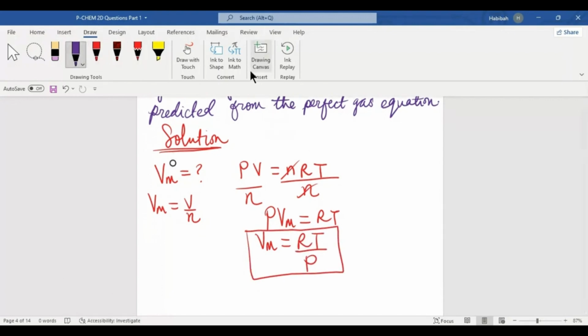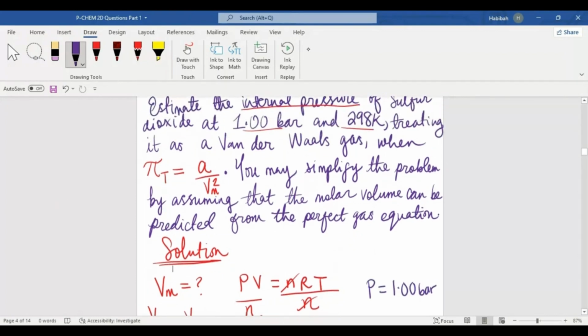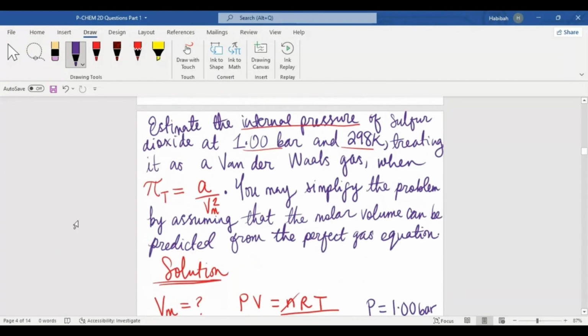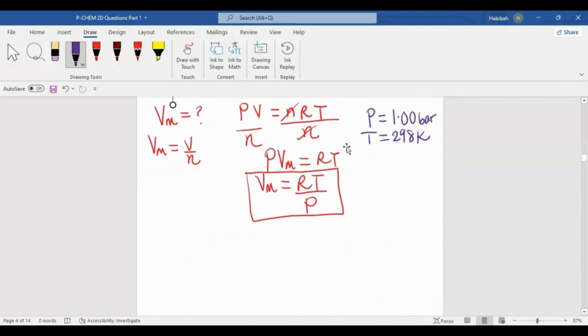Looking back at the question, we've been told the pressure is 1.00 bar. We have been told the temperature is 298 kelvins. And also we've been told the internal pressure value to use, but that's just by the way. Since this is a perfect gas equation, the gas constant R is constant, and we can use either of the two gas constant values depending on the units. So we're given pressure 1 bar and temperature 298 kelvins.